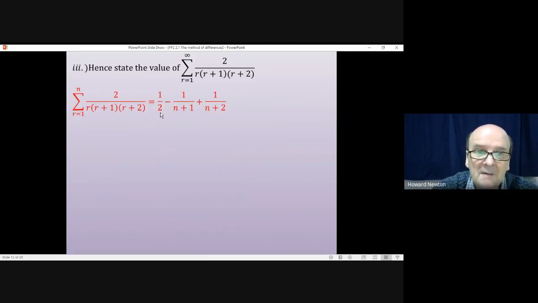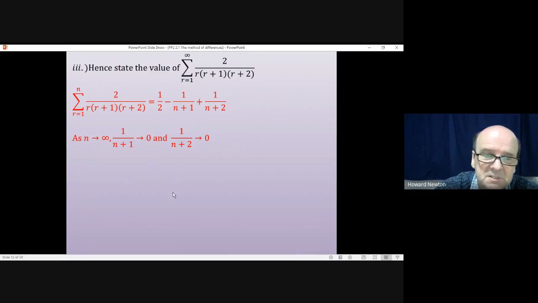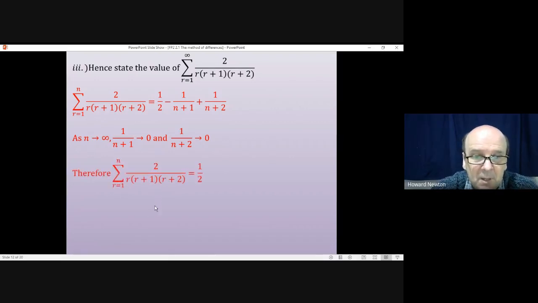A half is just going to be a half, but as n tends towards infinity, these other two terms are both going to tend towards 0. As the bottom number gets bigger and bigger, both the fractions will get closer and closer to 0, and they'll become vanishingly small. So therefore, this sum, from r equals 1 to infinity, that should say on the top, will equal exactly a half.